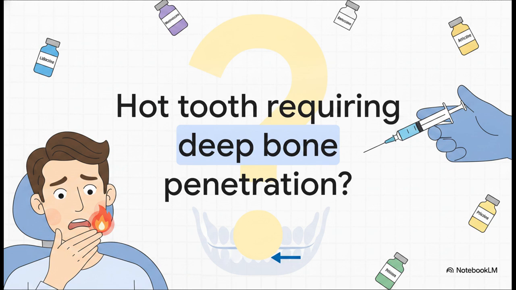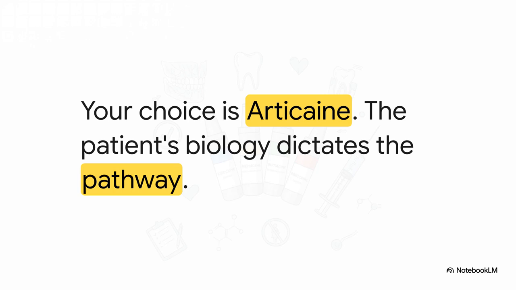Imagine this. A highly distressed patient sits down in your chair. They've got a hot tooth with acute inflammation, and you know for a fact you're going to have to administer a really tough mandibular block. You need deep bone penetration to overcome that acute inflammation. So what are you grabbing? Exactly right. Your choice is articaine. See how that works? The patient's biology entirely dictates the pathway.